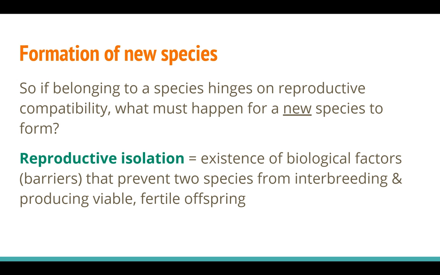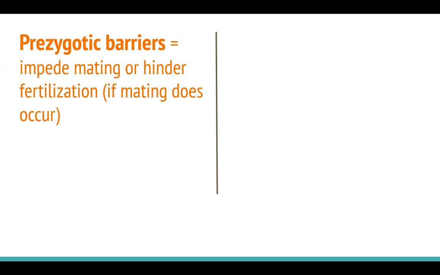Reproductive isolation can happen in a lot of different ways. Some of them are more obvious than others. We kind of divide the mechanisms that can cause a group to become reproductively isolated into two categories. One category, we talk about prezygotic barriers. Here's a word that you'll need to know to understand these terms. A zygote is a fertilized egg.